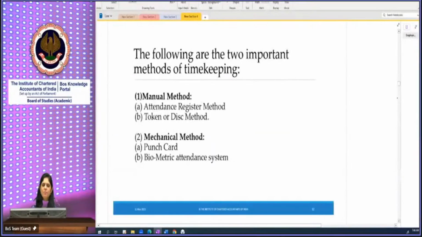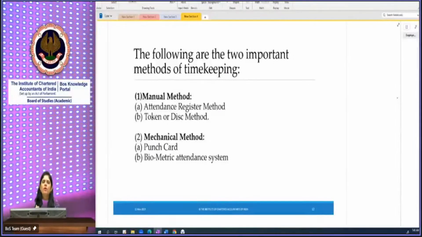Again, timekeeping, we have methods. How the attendance is taken, that means the method of timekeeping. The attendance register is an age-old method. We are using attendance registers in every organization. Then the token or disk method. There is a token, and that token is given by the employee to the timekeeper. Every worker has a token number. When the worker carries that token, he gives the token to the timekeeper, and the timekeeper notes the token number. So the employee is not mentioned by name, but by the token number.